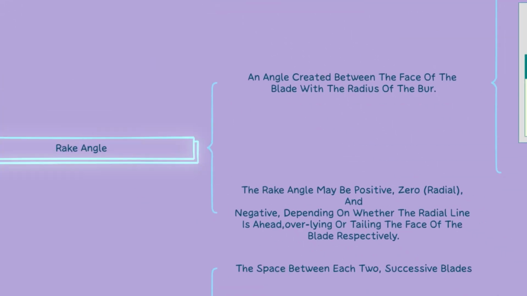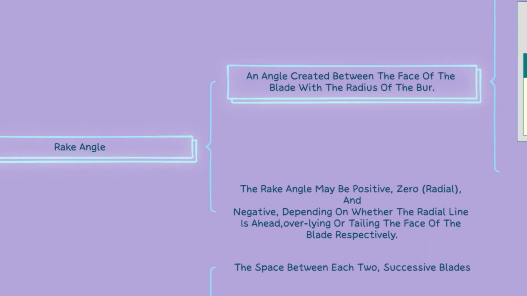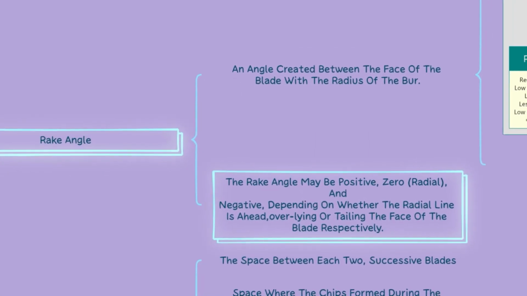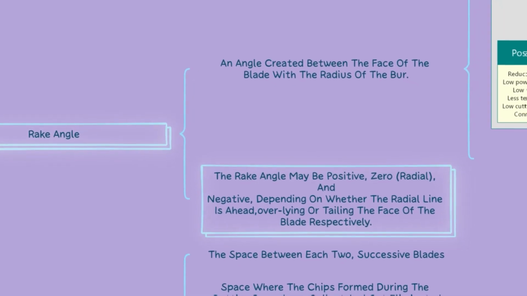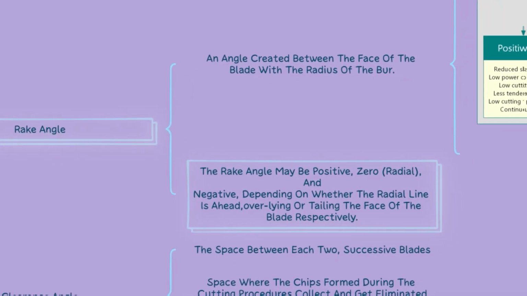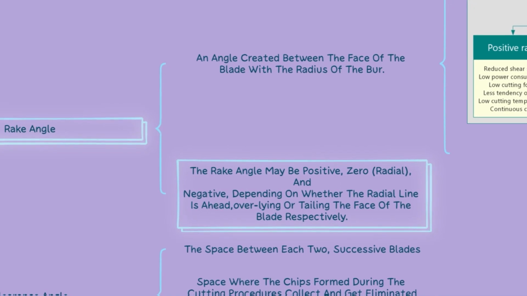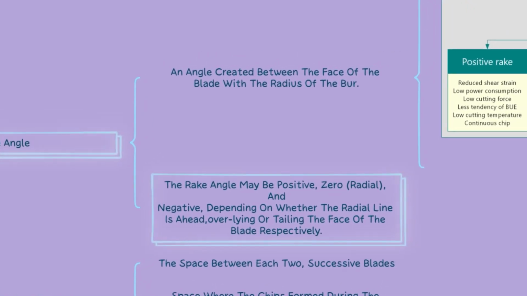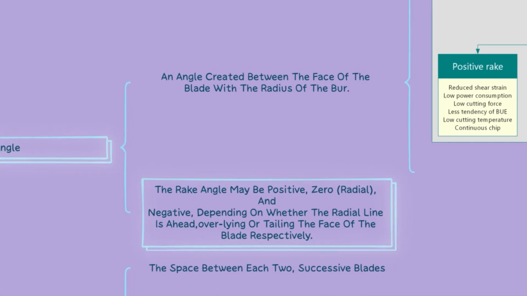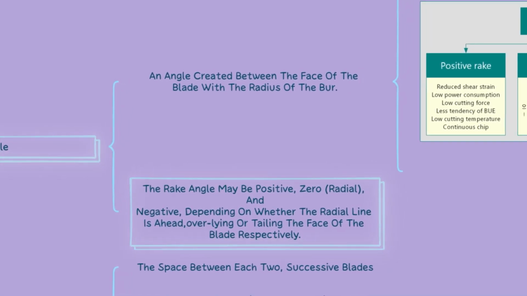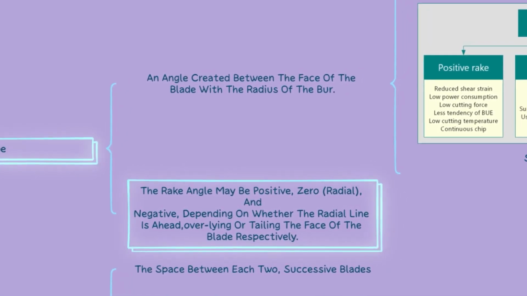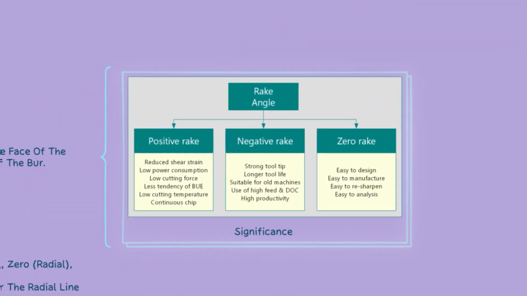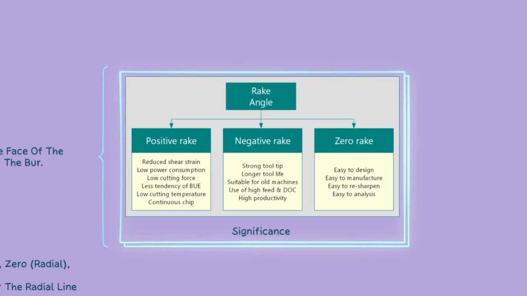Next, rake angle. Rake angle is the angle between the cutting edge of a burr and the direction of rotation. A positive rake angle means that the cutting edge is angled away from the direction of rotation, while a negative rake angle means that the cutting edge is angled towards the direction of rotation. A positive rake angle produces a smooth cutting action, while a negative rake angle produces a more aggressive cutting action. The significance of rake angle has been depicted in the given picture.